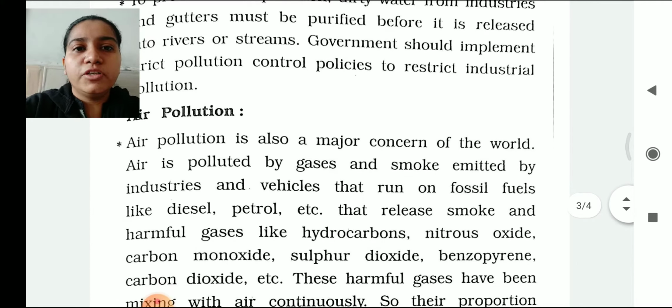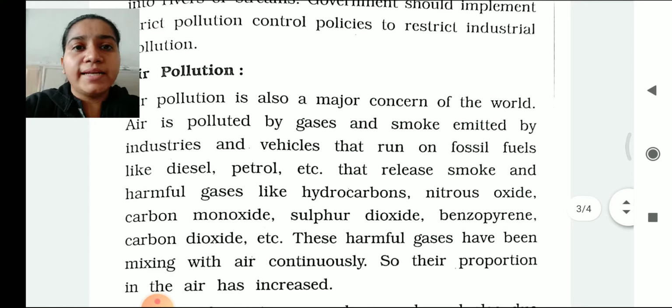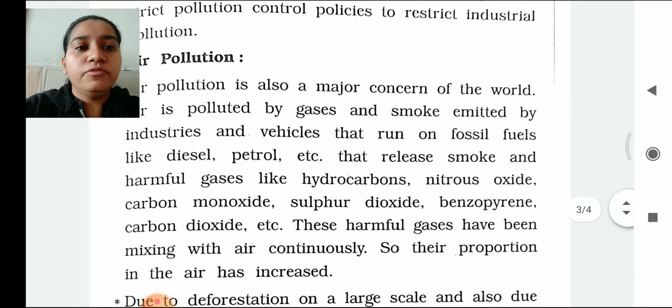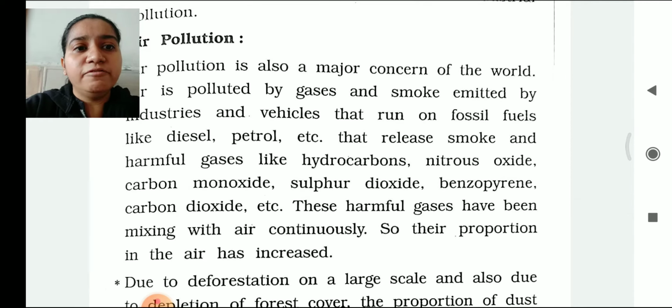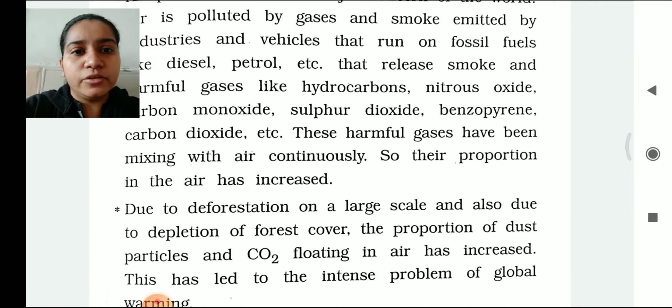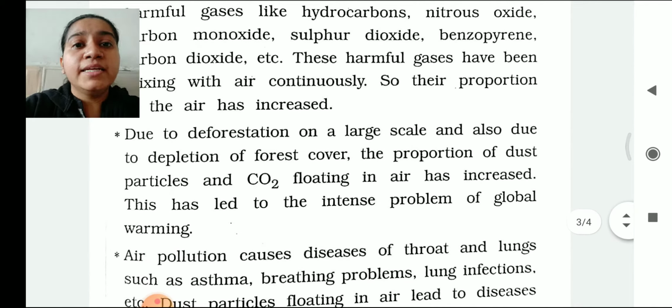Air pollution is also one of the major concerns of the world. Air is polluted by the gases and smokes emitted from the industries. As you know, air is the basic component which is very much necessary for the sustenance of human life. Such air is polluted by the gases and the smokes emitted from the industries and vehicles that run on fossil fuels. They release smokes and harmful gases like hydrocarbons, nitrous oxide, carbon monoxide, etc. And these harmful gases have been mixing in the air continuously. So their proportion in the air also increases, and hence the quality of air decreases.